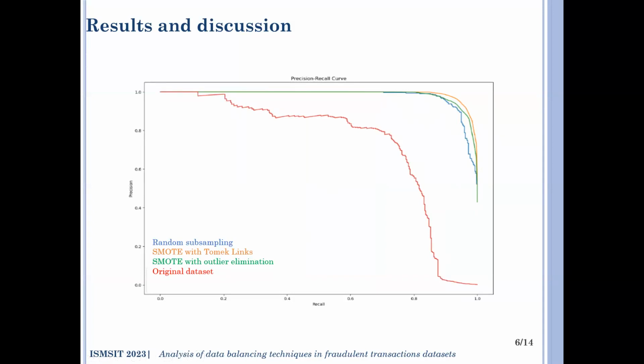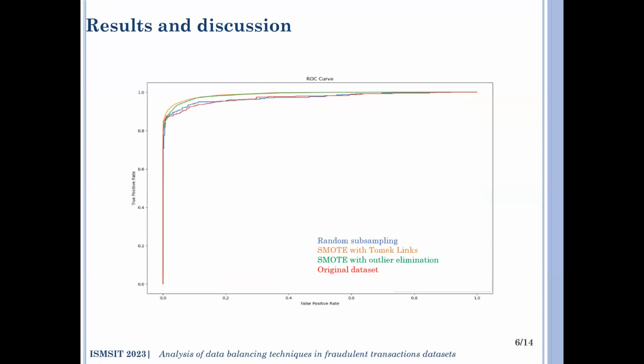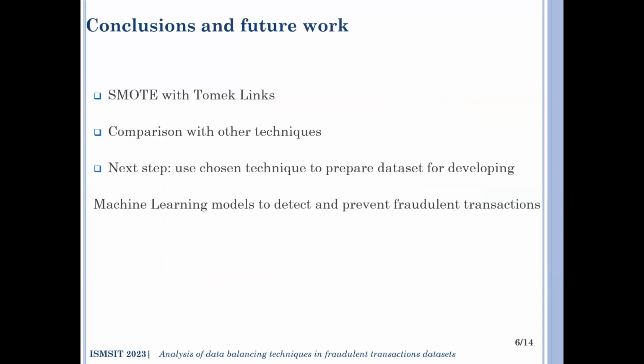Another way of visualizing the results would be using the receiver operating curves, which need to be as close as possible to the upper left corner. So in this plot, we can also see that the winning technique is given by the orange line, which is SMOTE with Tomek links. In green, SMOTE with outlier elimination provides similar results, and random subsampling and the original data set are a bit further away. To conclude, from the three analyzed techniques, SMOTE with Tomek links provided the best results.